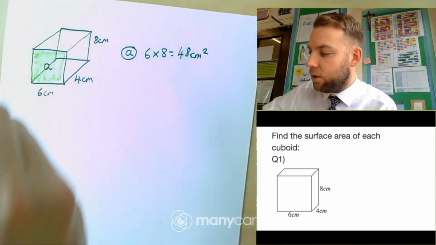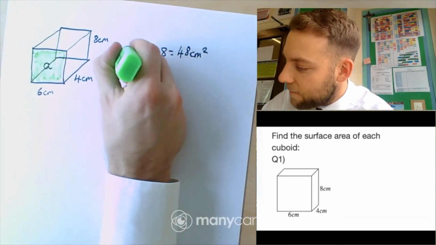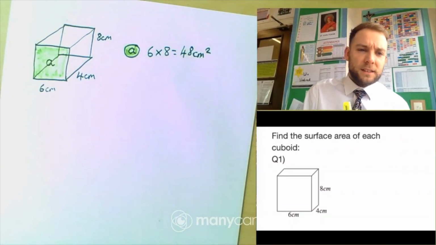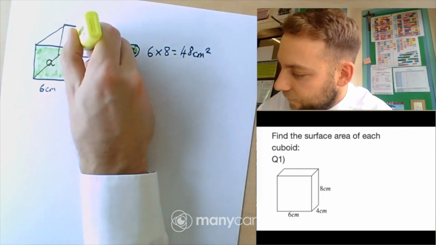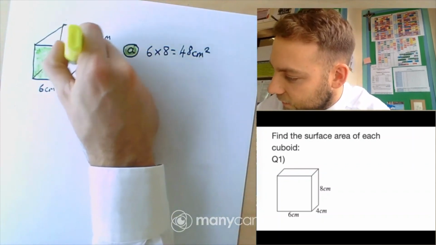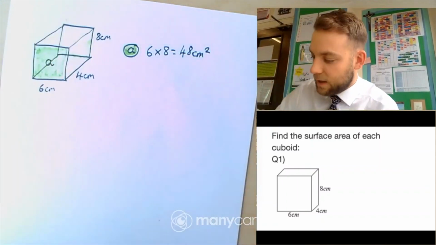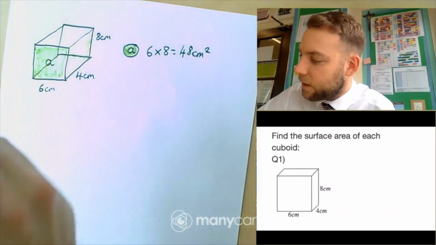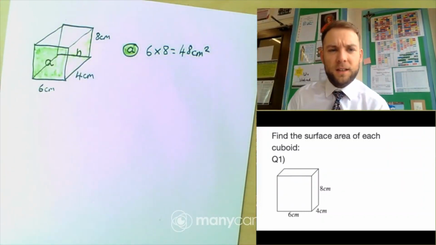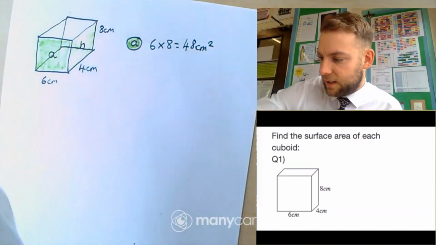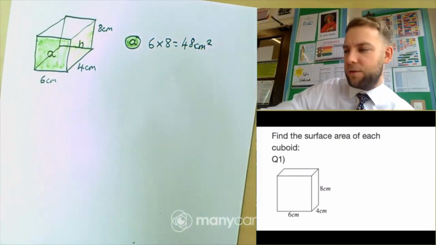Now let's have a little look. You might want to highlight it in green, just so you know. That's that one there. Next one we're going to look at is the side here. So we're looking at this face here, and we're going to call this one face B. I know you can't see that very well, I have highlighted that in yellow. So this one here is face B.